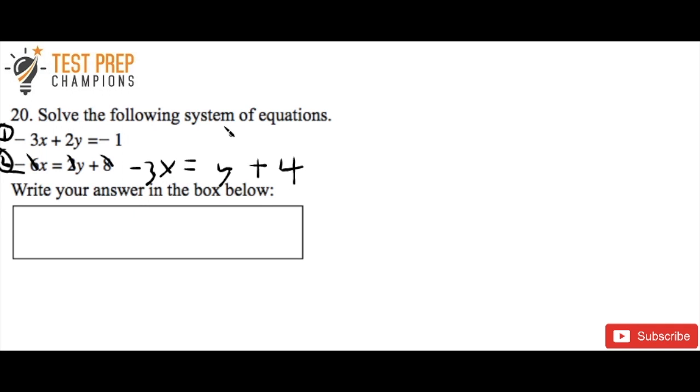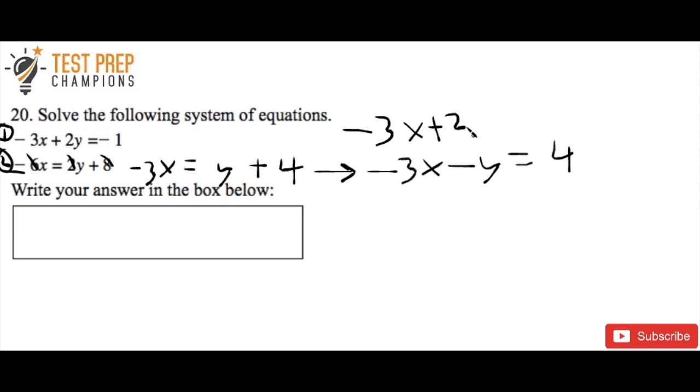What I want us to do is get the variables on the same side of the equation. So let's take this y here and move it over to the left-hand side by subtracting y from both sides of the equation. We would then have negative 3x minus y equals 4. Like I said, there's multiple ways to approach this, but I like to get the variables on the same side of the equation. Let me copy down equation 1 up here: negative 3x plus 2y equals negative 1.